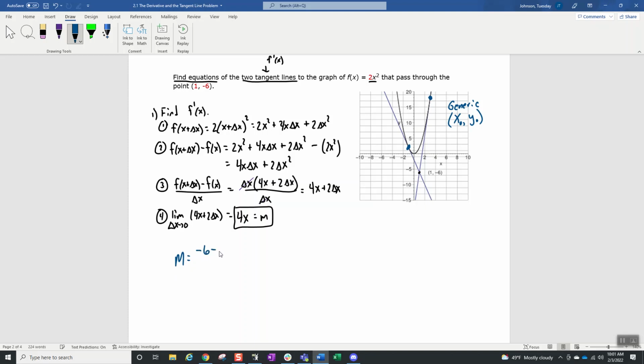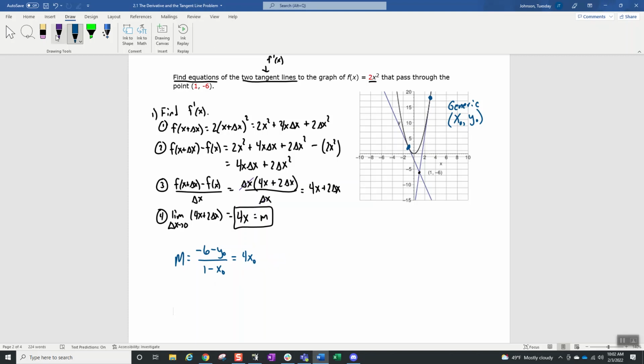subtract y values, subtract x values, and what does it have to equal? It has to equal the slope at x sub 0, right? It's still that same x value. So we can solve this in some way. Let's take a look here.